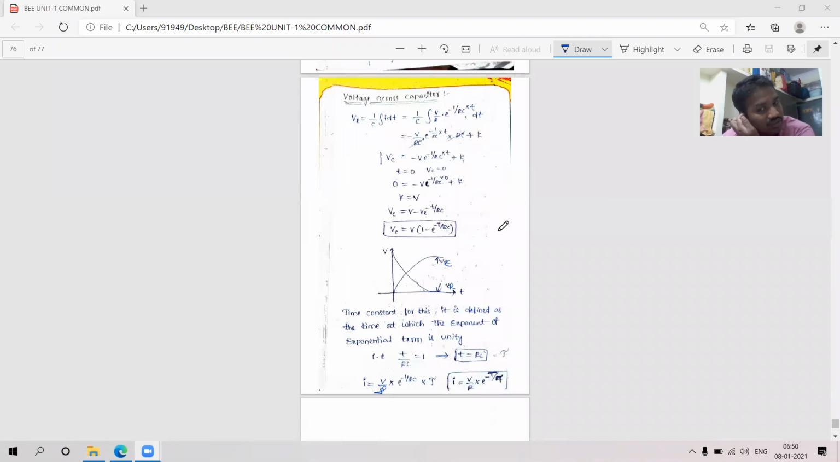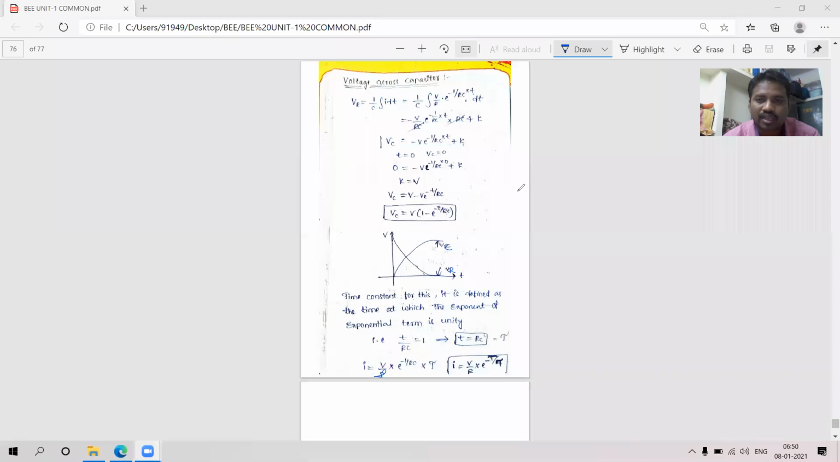If I see the capacitor voltage, VC is equal to 1 by C integral I dt, is the formula. We got the I value, V by R e power of minus 1 by RC into T. Whatever constants are there, you can keep them out. V is constant, R is constant, so I'm keeping V by R constant, that is V by RC. The exponential integration gives the same term, e power of minus 1 by RC into T, and the reciprocal of the exponent term, RC, comes in the numerator. You will also have some constant K. Here RC is there, so this RC will get cancelled.